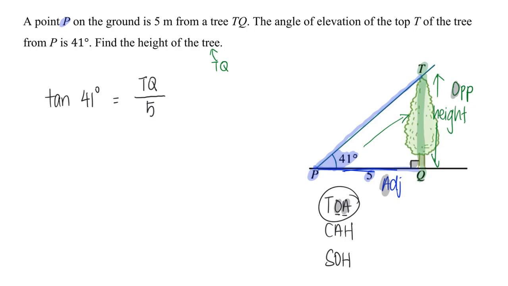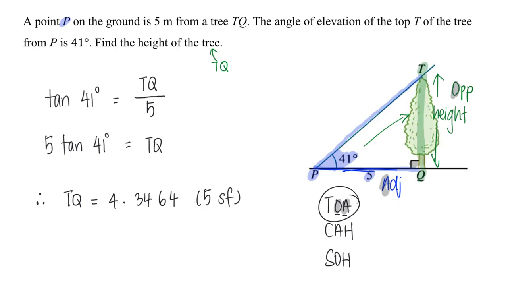So multiplying 5 on both sides, this is what we will get. And therefore, by pressing the calculator, I would get 4.3464 to about 5 significant figures, followed by 3 significant figures. And that will be the height of the tree, which is TQ.